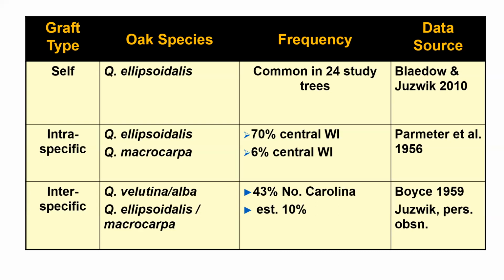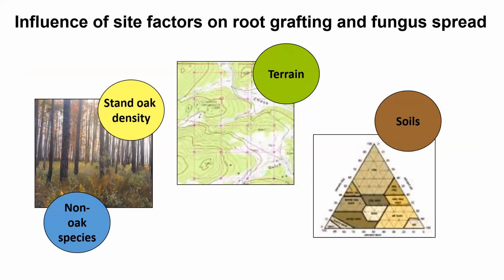And then there's the grafting between different species, and even between different oak sections or oak groups. So a white to a red, a species that's in the white oak group versus one in a red oak. So you can see the statistics there. The bottom line is grafting does occur between, say, northern red oak and white oak.